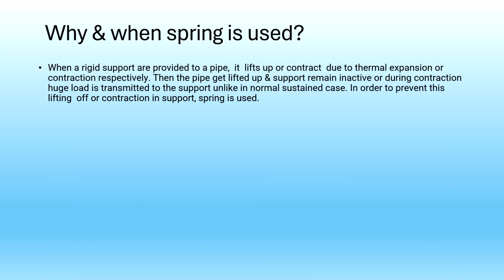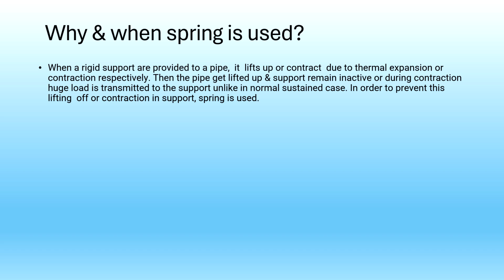Why and when is spring used? When rigid supports are provided to a pipe, it lifts up or contracts during thermal expansion or contraction respectively. Then the pipe gets lifted up and the support remains inactive, or during contraction a huge load is transmitted to the supports, unlike in the normal sustained case. In order to prevent this lifting off or excess load in the support, spring is used.